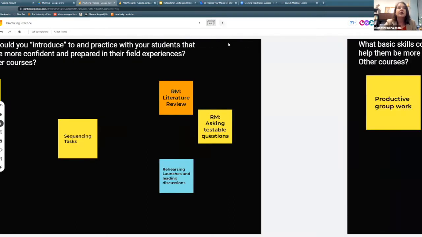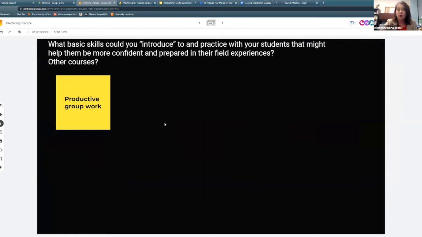Let me see if we got anything on this last page. Productive group work. How do you run a group? That's important along all these levels. So yeah, so that's what we were thinking too as we entered this journey. Let me tell you a little bit about our journey. And again, I have to flip flop, so pardon my flip floppishness here.